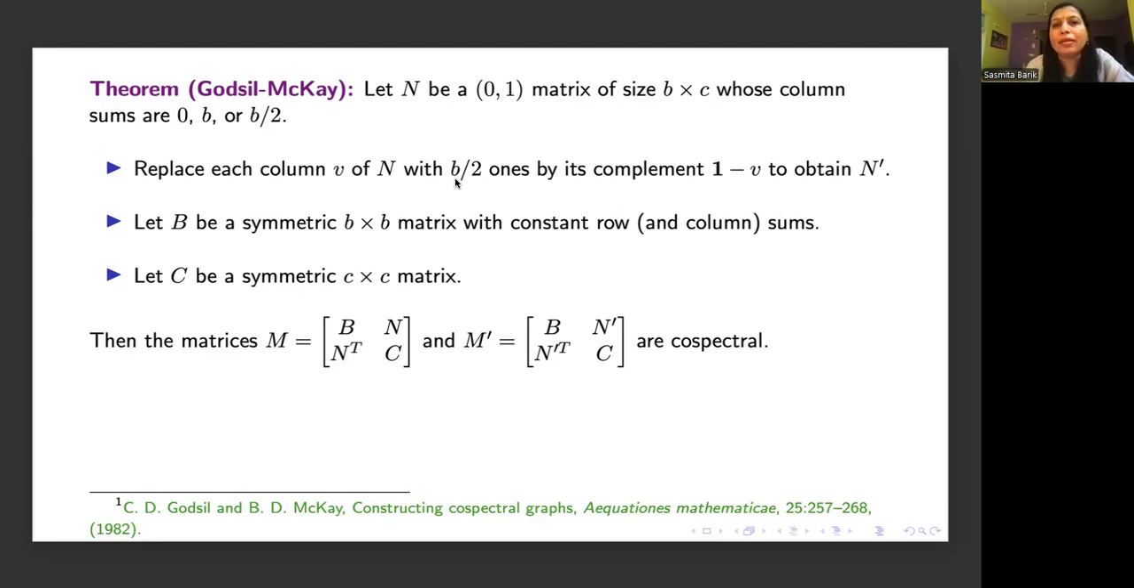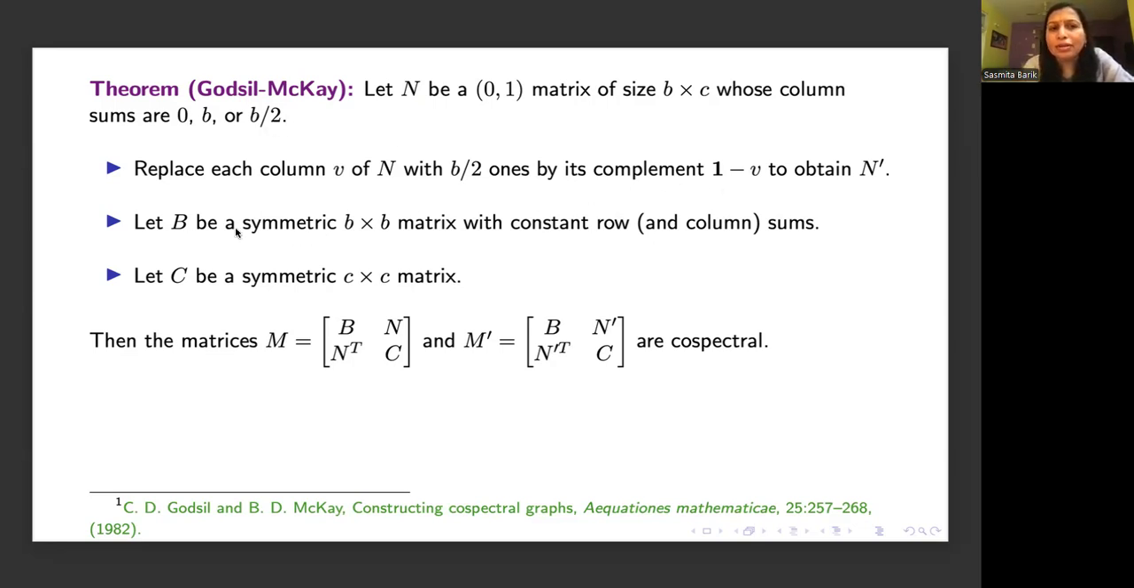Okay, and in N, for the columns containing B by 2 ones, if you replace the entries the opposite way, that means where there are zeros you put ones, then the new matrix that is constructed is N dash. So where there is 0 you put 1, but you do this only for the columns where B by 2 ones are there. That matrix is N dash.